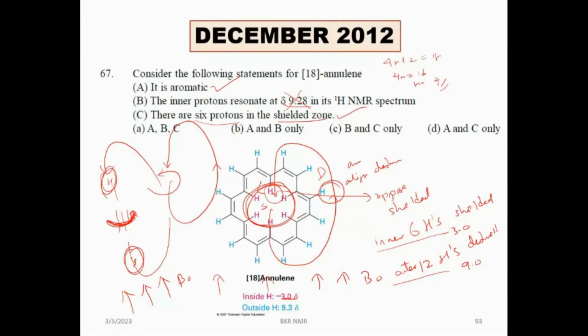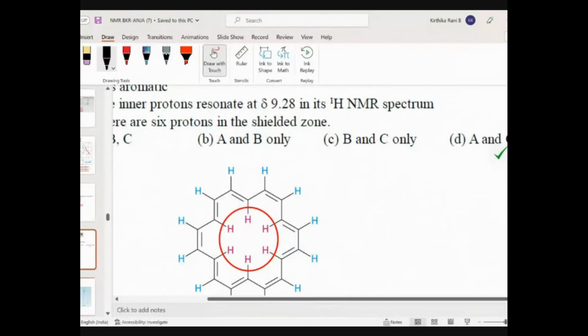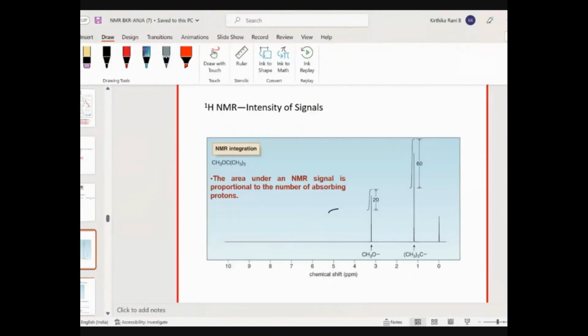So what is the correct option? A and C are correct on observation. So what is the right answer? Answer D. Based on that, I can say that options A and C are the right answer. If any problem is given based on the delta values, chemical shift values, will you be able to solve the problems? Yes?